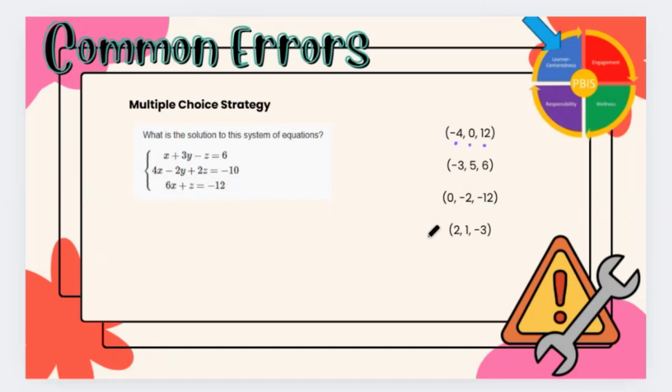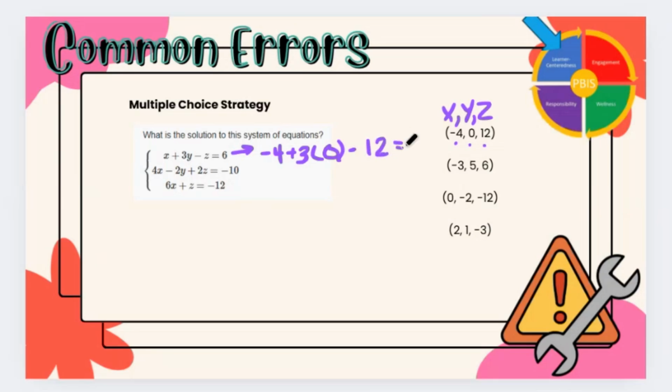We're going to take our first possible answer, and we're going to substitute it into the first equation. The first one is going to be x, the second one's going to be y, and the third one is going to be z. It's going to follow alphabetical order. So this first equation here is going to become -4 plus 3 times 0 minus 12.